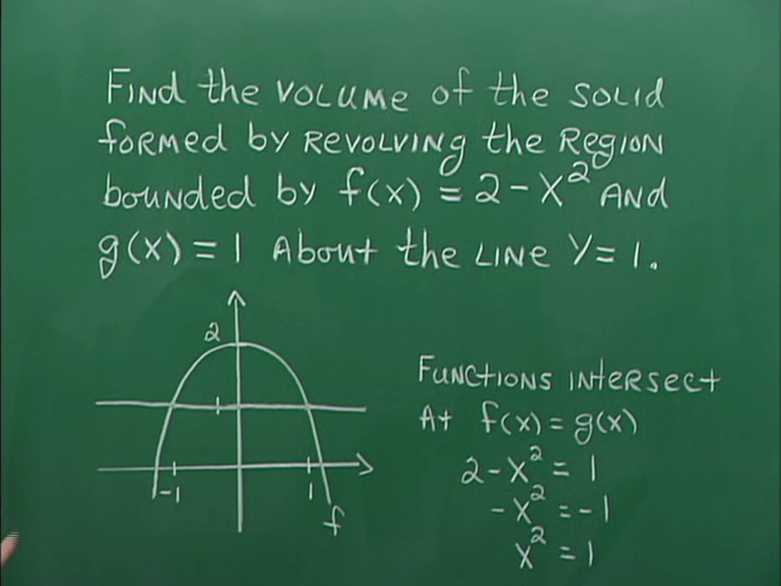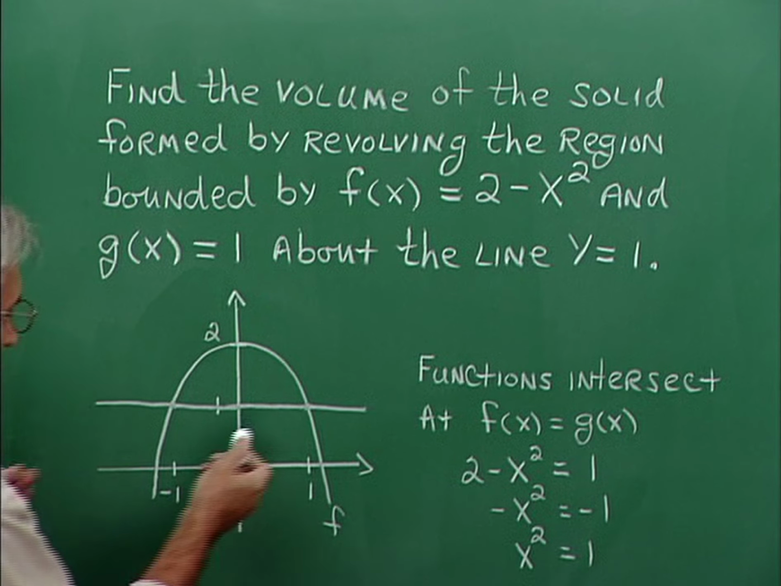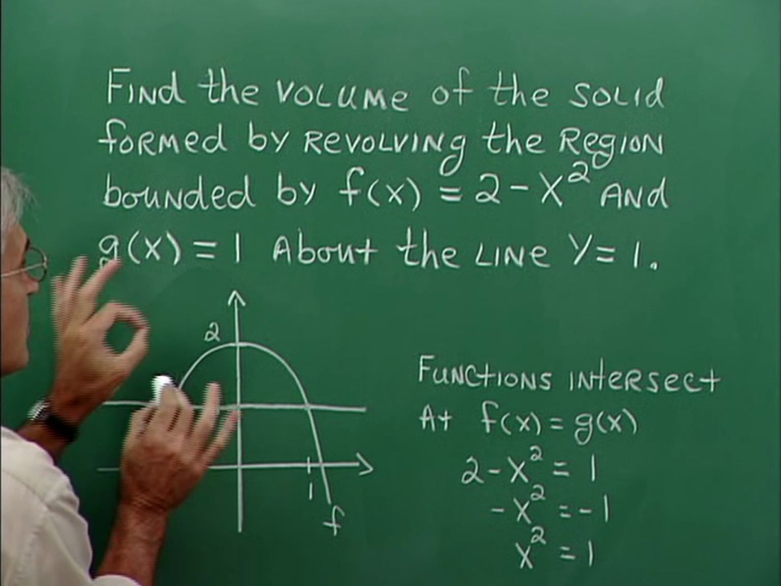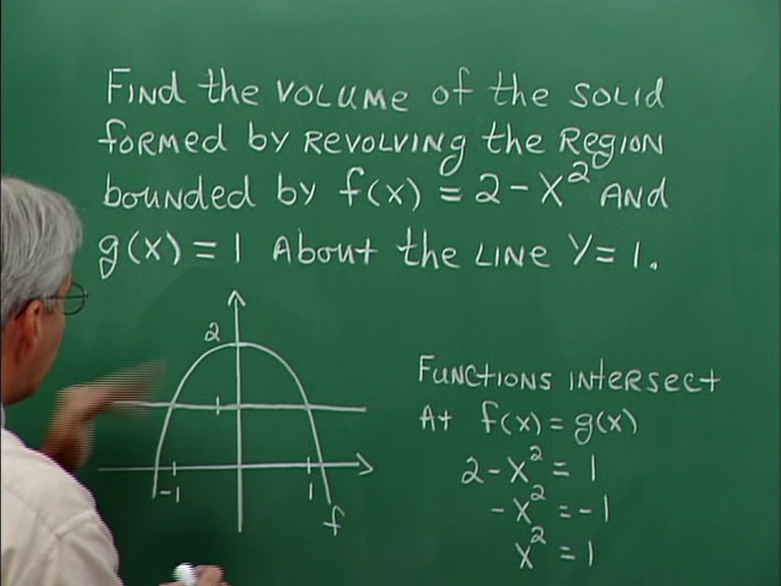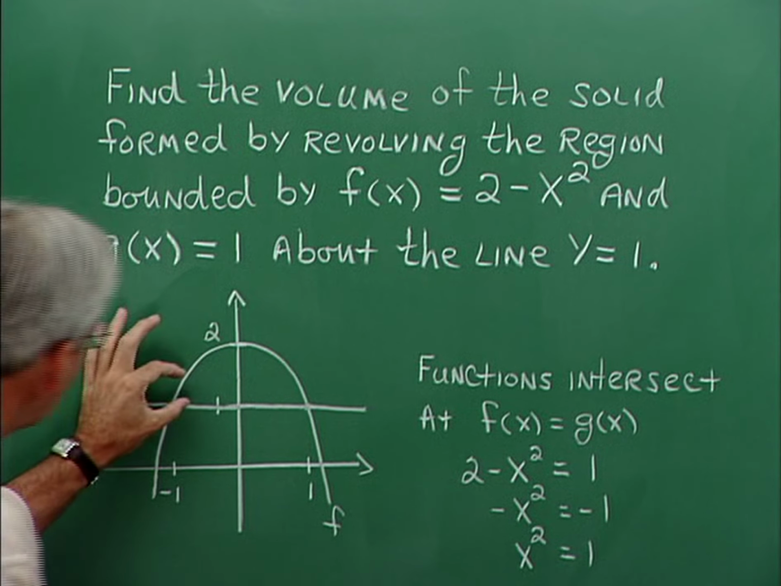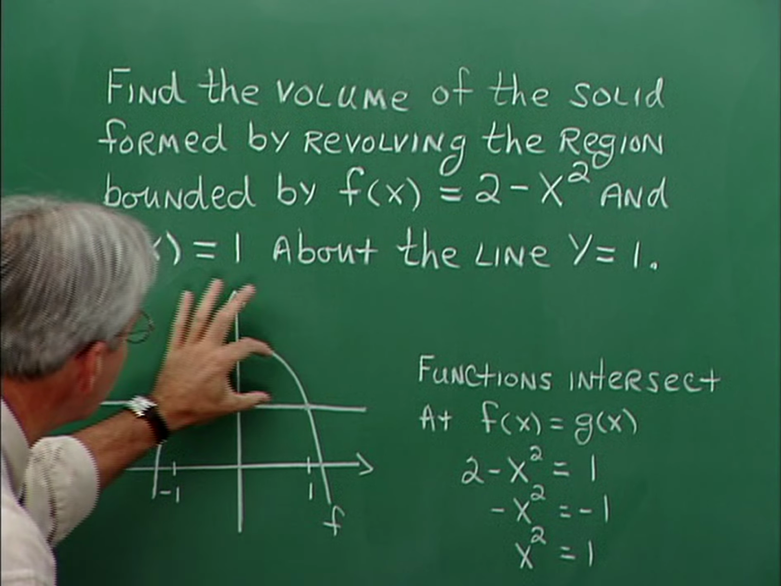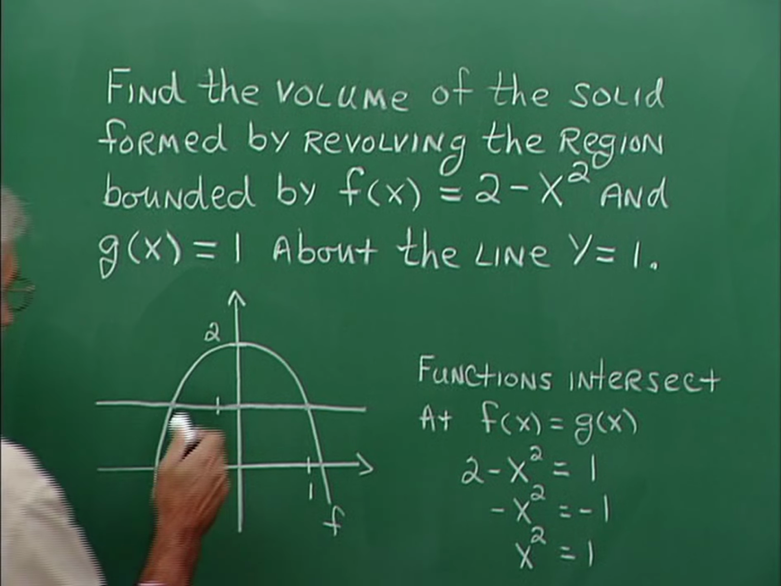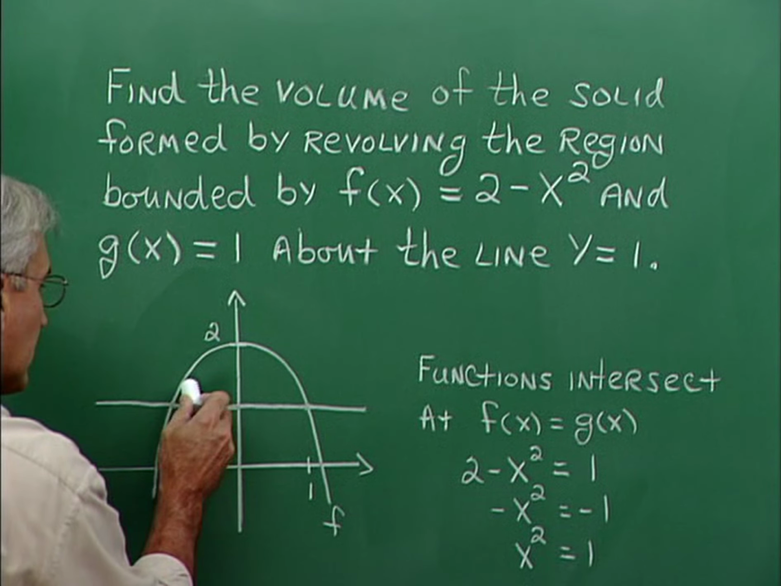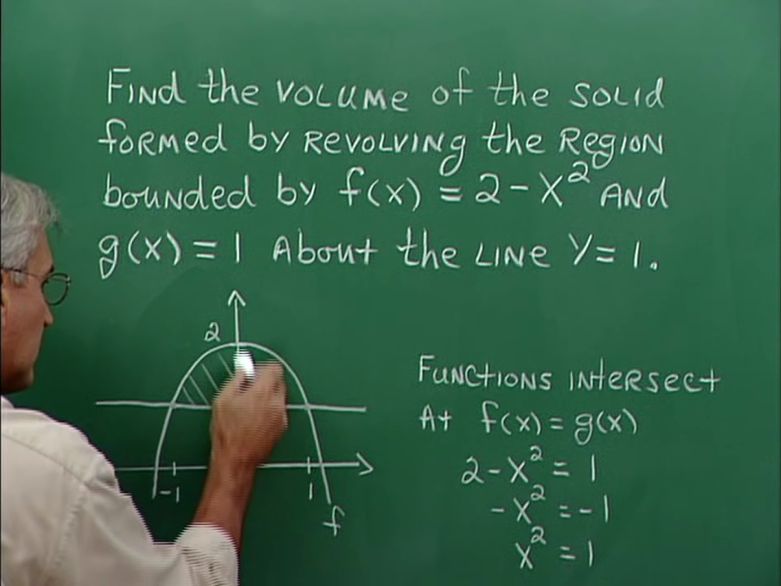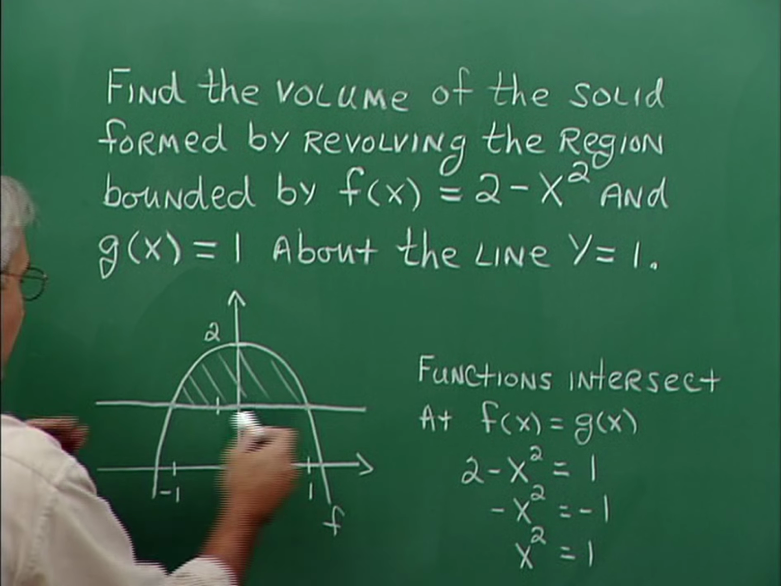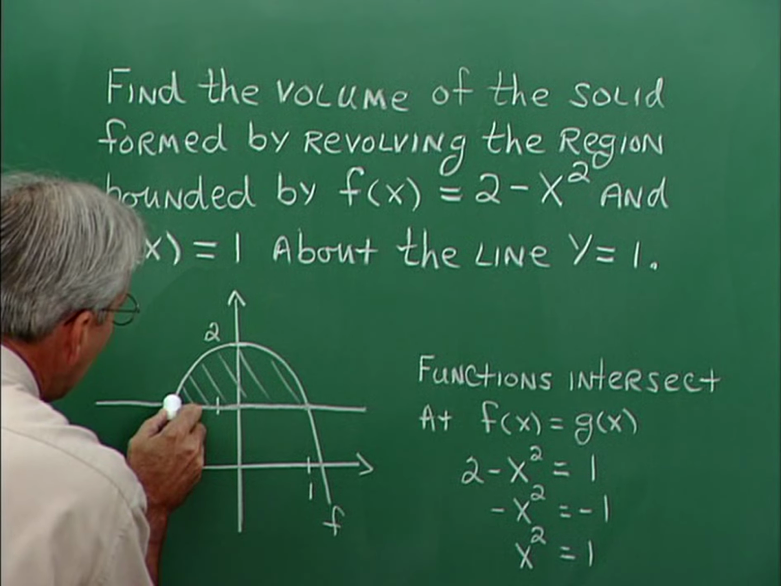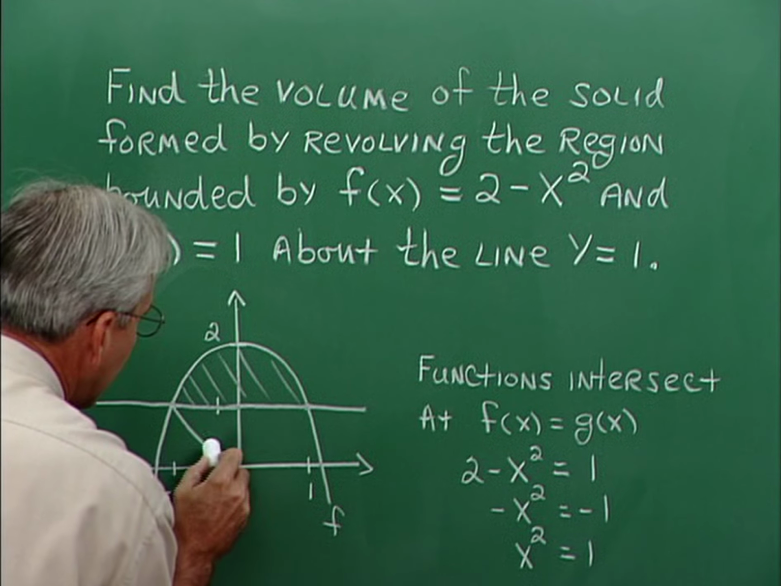g of x is 1, it's just a constant function, and the line y equals 1. Well, the line y equals 1 is just right here. So the region bounded by this function and that function means that we're talking about this region, you see, and we're revolving around this line. And so it's a solid of revolution defined by this surface. There's a flat surface, we revolve it, it comes down like this. It kind of looks like the figure that we had before.